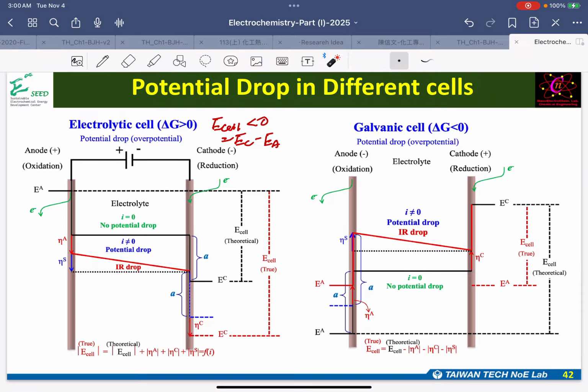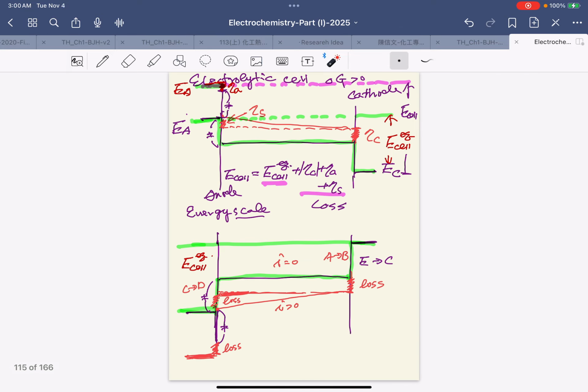So we want to consider, if current is not 0, what happens? If current is not 0, what happens in the electrolytic cell and galvanic cell? So again, we can draw this for the electrolytic cell. Again, we can draw from the energy scale first. Then we can extend to the potential scale, like this energy scale and this potential scale.